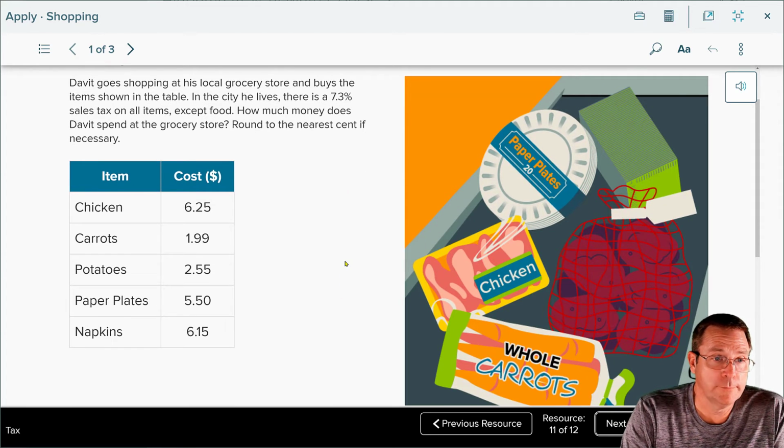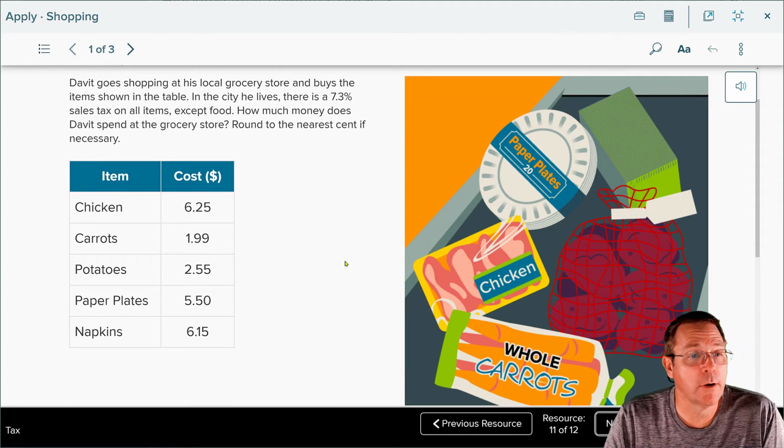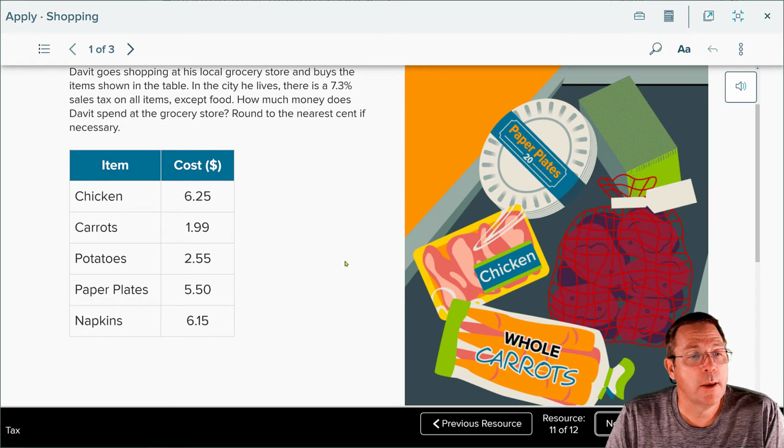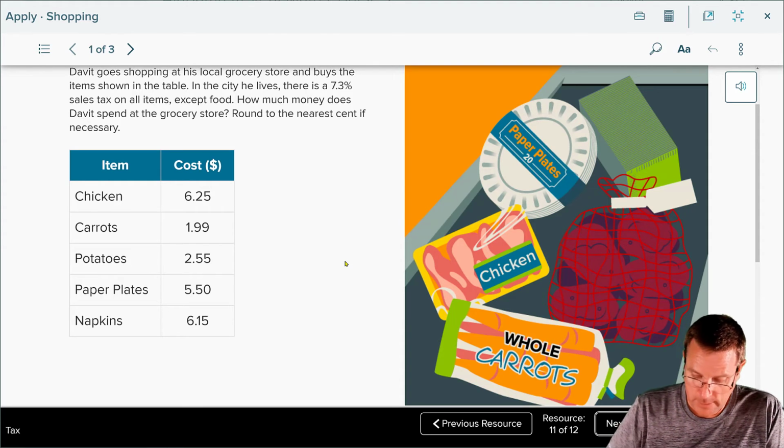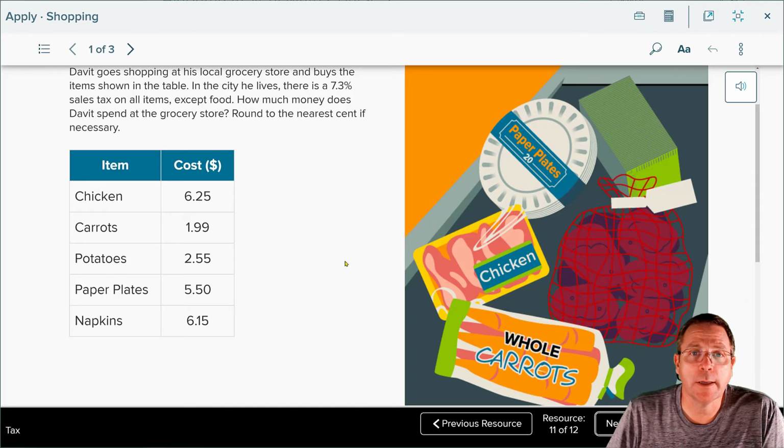Well, first off, what is food here? Chicken is food, carrots is food, potatoes is food. You don't pay tax on those. You do pay tax on paper plates and napkins. You pause the video, solve the problem. Check your answer and see what we're going to get.